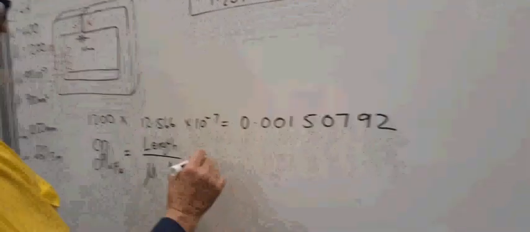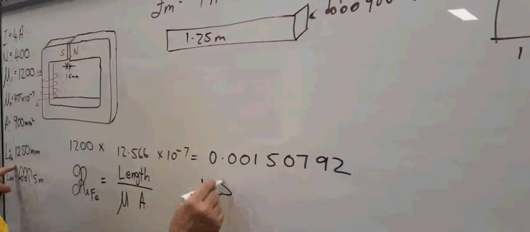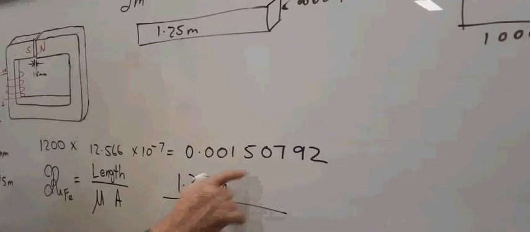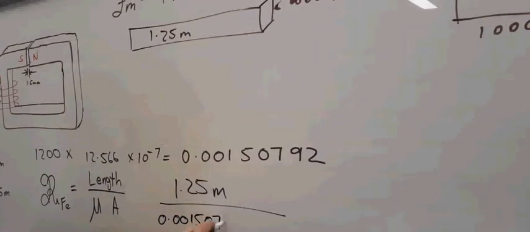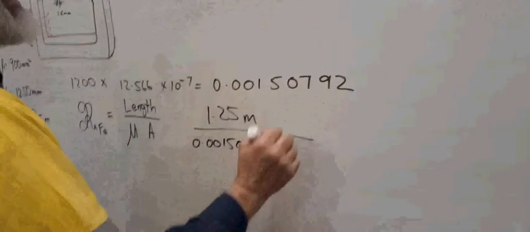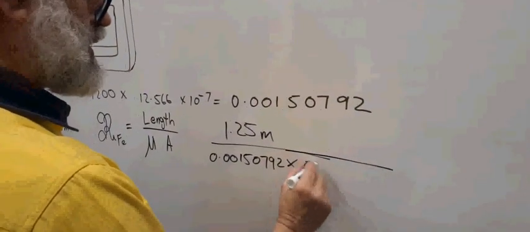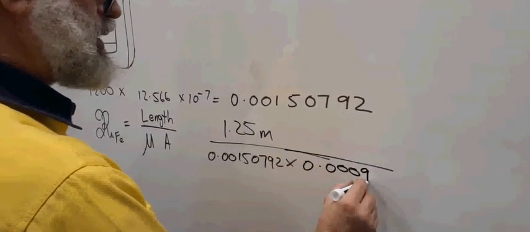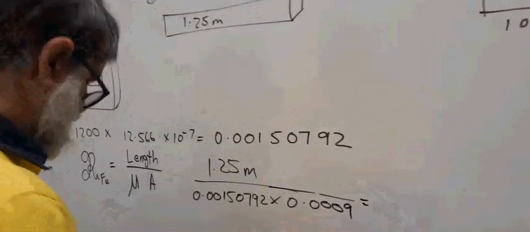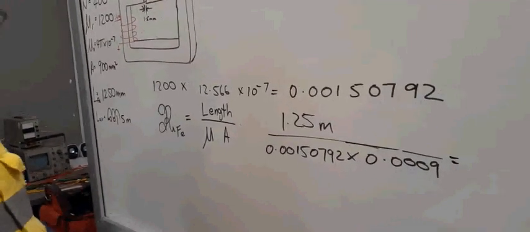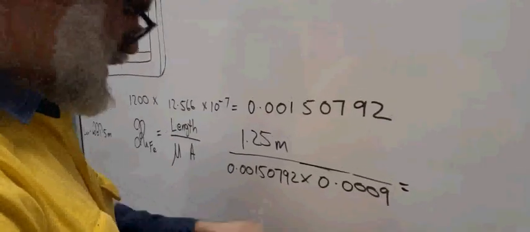So we go length, the length of which is 1.25 metres over the mu that we just did, 0.0015072 times the area, which was A, 0.0009. And at this point we'll pause so that we can work this out. Equals. Take the thing off the pen without losing the number on the calculator.